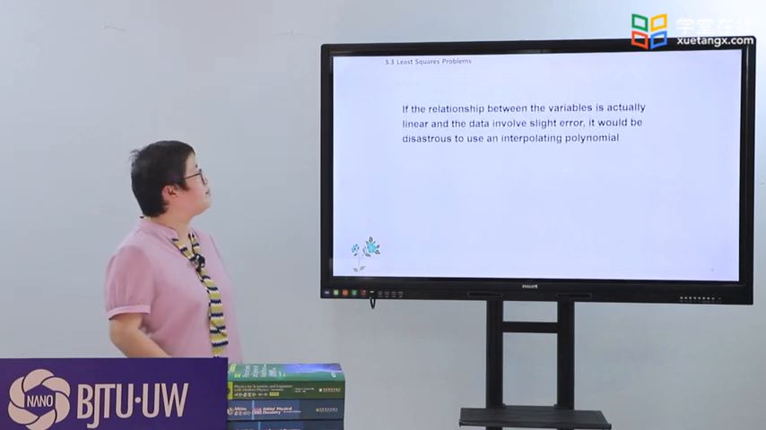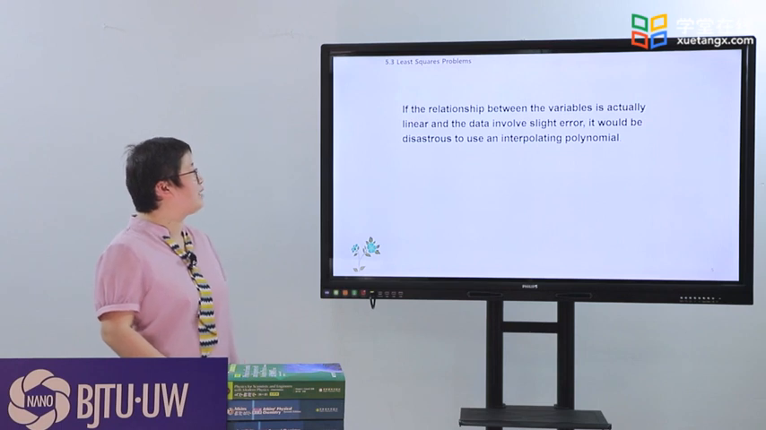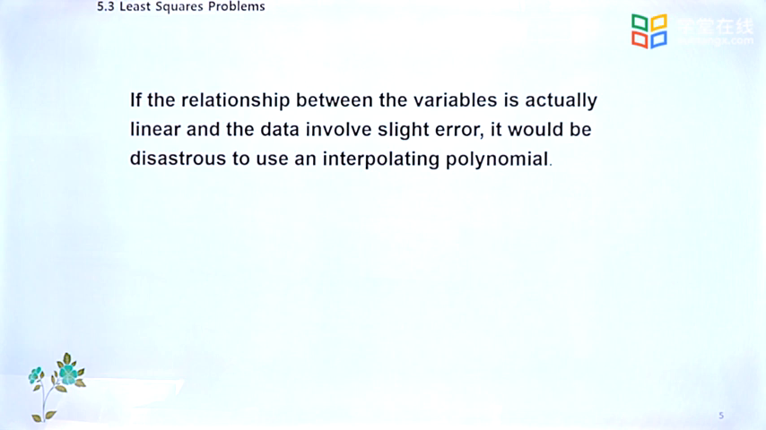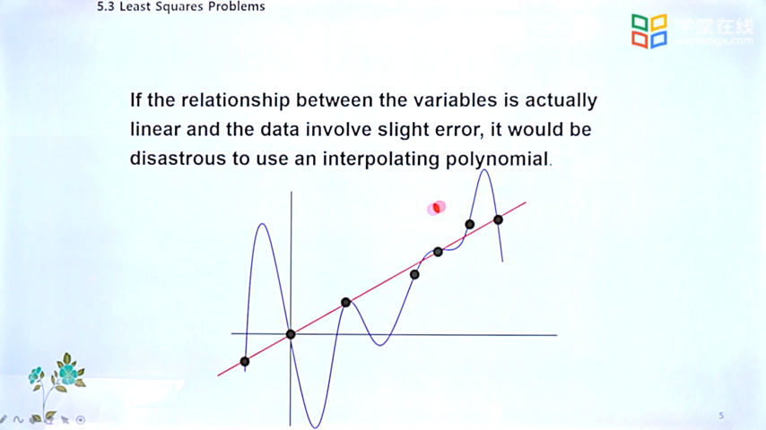If the relationship between the variables is actually linear and the data involves slight error, it would be disastrous to use an interpolating polynomial. We can see from this figure. Here we have some data points, and if you use an interpolating polynomial, you may get such a function, which is far from the true one, the red line here.